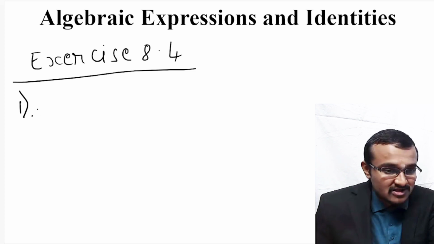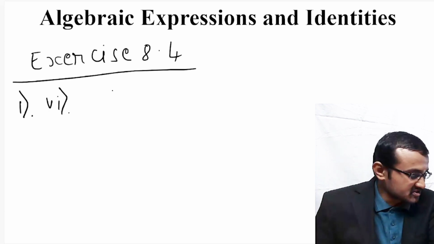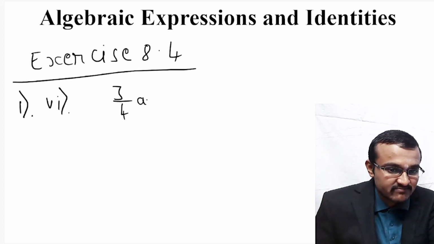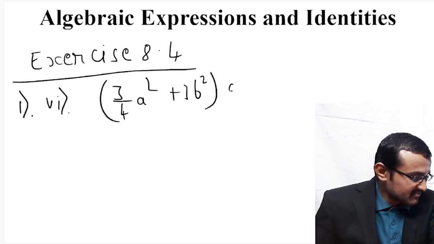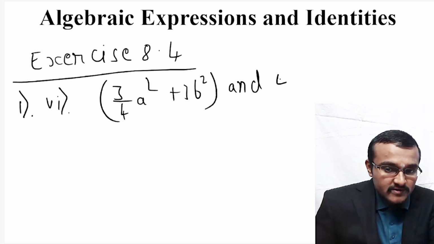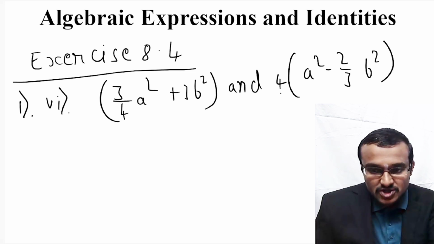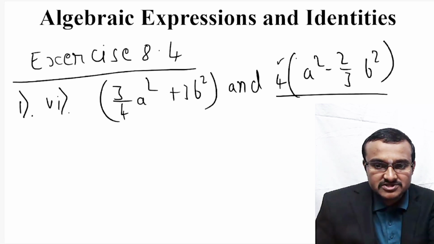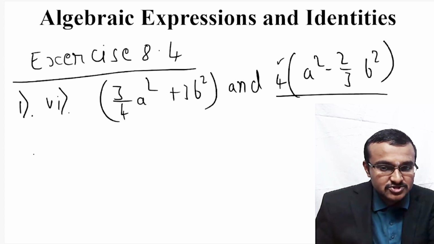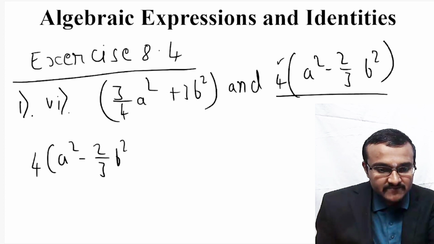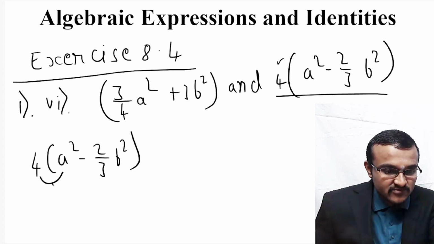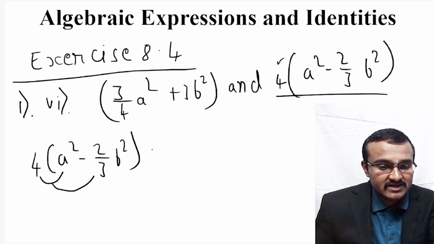I will solve the 6th question in this first question, where they have given 3 by 4 a square plus 3b square, and you should multiply this with 4 into (a square minus 2 by 3 b square). Before operating multiplication, you should solve this second term, because this 4 is there outside the bracket. So let us take 4 into (a square minus 2 by 3 b square), and we will multiply this 4 with a square and also with minus 2 by 3 b square.